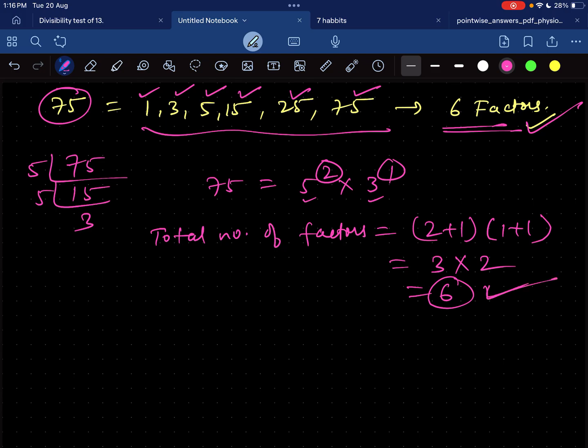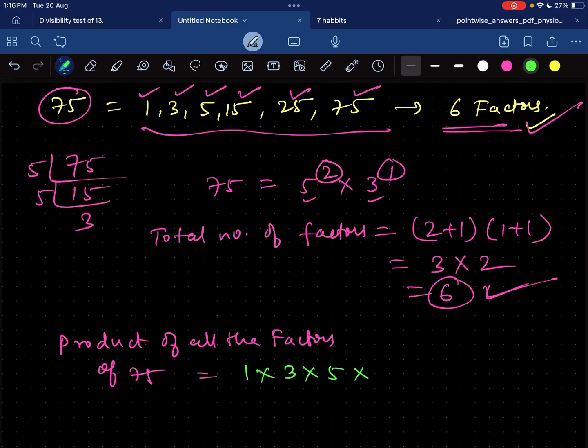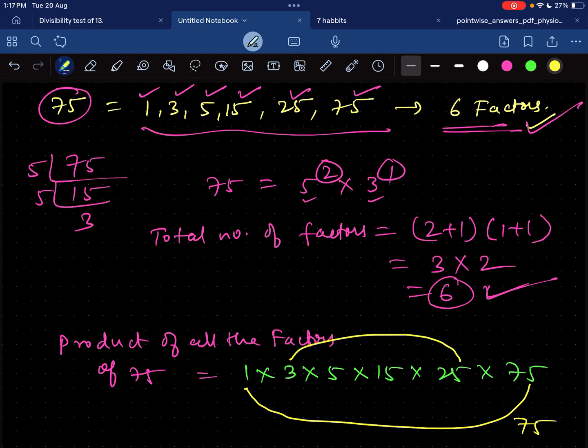And if we want to find the product of all the factors of 75, then let's see. 1 into 3 into 5 into 15 into 25 into 75. Now watch very carefully. If we multiply the first factor with the last one, 1 into 75, you get 75. Now multiply the second factor with the second last one, 3 into 25, you get 75. Now multiply the third factor with the third last, 5 into 15, you get 75. So you can see that you get 75 each time.